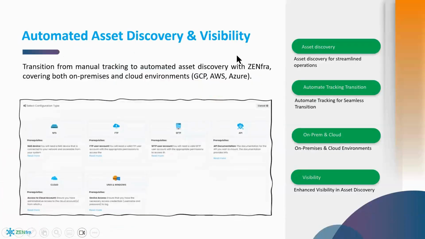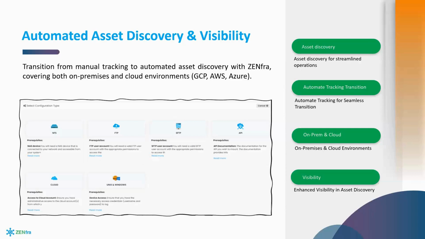So how does ZENfra work with respect to financial operations? First off is input data. The asset discovery that we do is one of several ways. One is in an automated fashion via APIs. A small VM is installed into your environment that goes out and collects all of the data from all of the various components, CMDB, servers, switches, storage, cloud accounts, spreadsheets in a directory. And we bring that into the system.